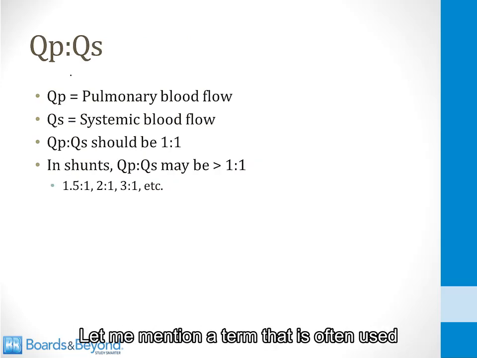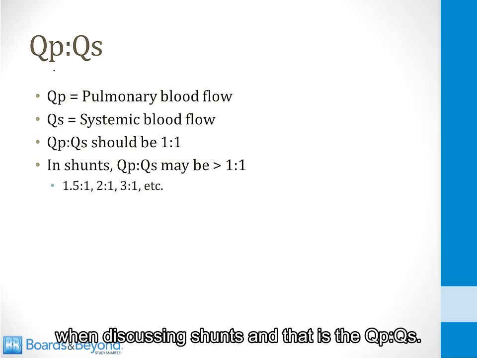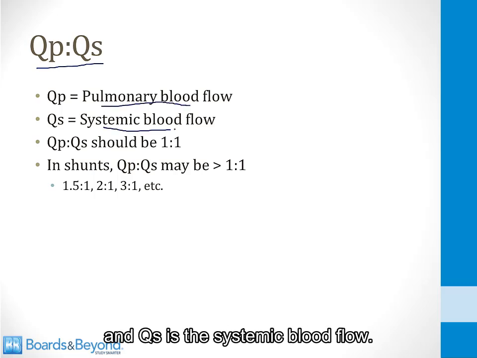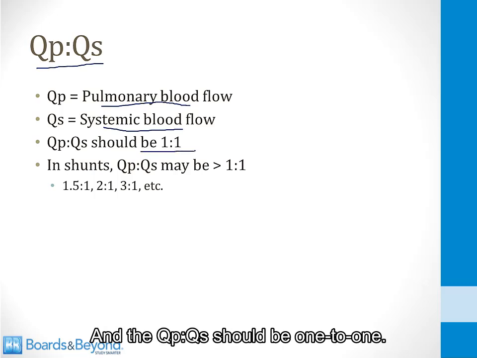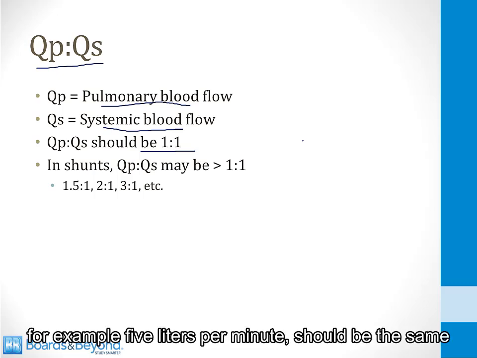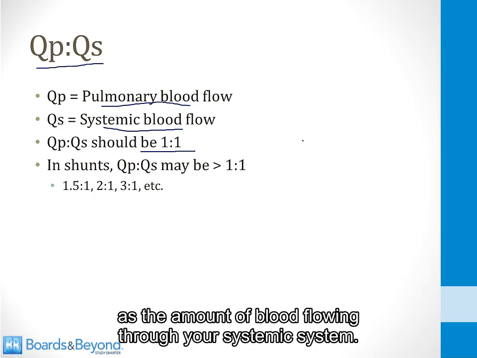Let me mention a term that is often used when discussing shunts, and that is the QP/QS. So QP is the pulmonary blood flow, and QS is the systemic blood flow. And the QP/QS should be 1 to 1. In other words, the amount of blood flowing through your pulmonary system, for example, 5 liters per minute, should be the same as the amount of blood flowing through your systemic system.